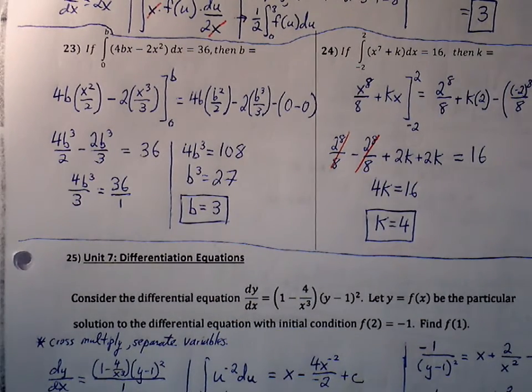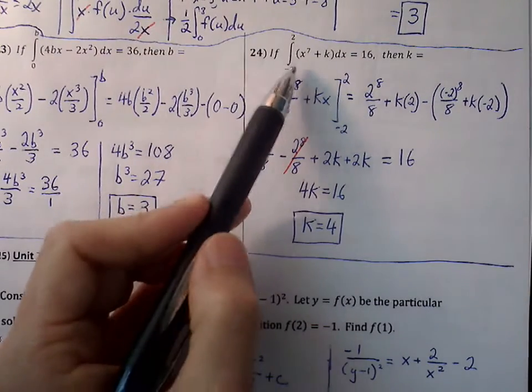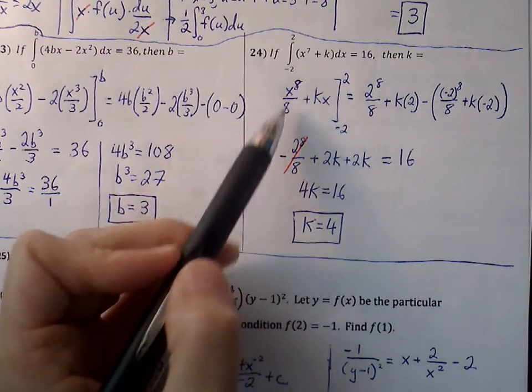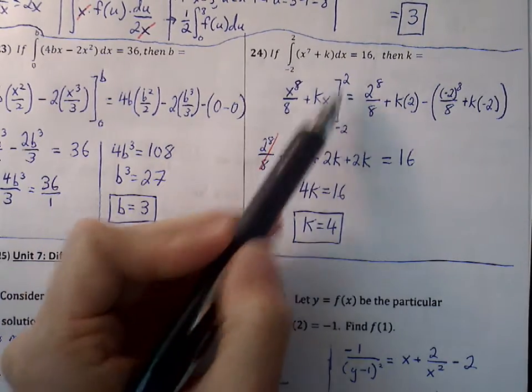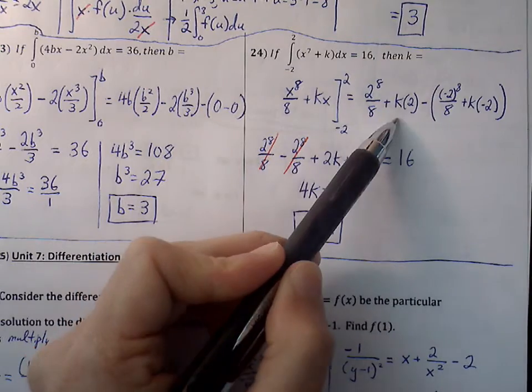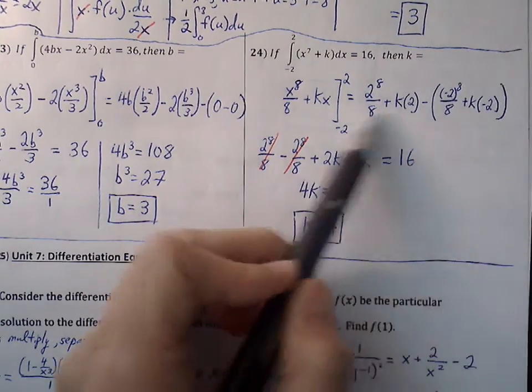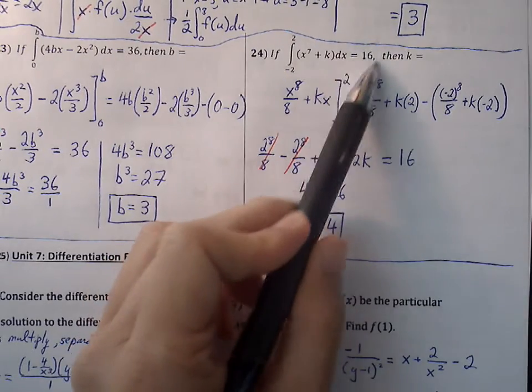Right, 24, same idea. We're going to go through power rule. x to the 7th becomes x to the 8th over 8. k becomes kx. Plug in upper and lower bound here. Upper bound gets plugged in. Minus, then followed by lower bound. We set all this equal to 16.